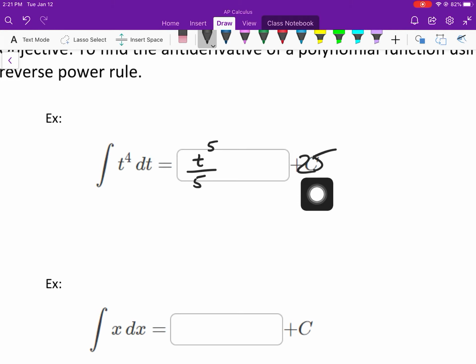So we don't know what this constant is. We just know that there could have been a constant there. So we're going to put this kind of placeholder of c that says, hey, there might be a constant here. We need to check it.